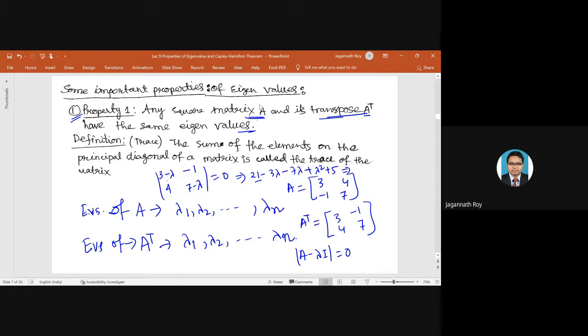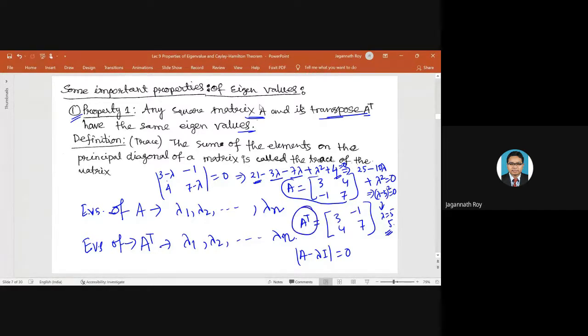If you simplify it, you will get 21 minus 3 lambda minus 7 lambda plus lambda square, plus 4. Sorry, this is 4, not 5. So 4 plus 21 is 25. Then we have -3 lambda and -7 lambda, so this is -10 lambda plus lambda square equals 0. So here it is nothing but lambda minus 5 whole square equals 0. So lambda equals 5, 5. The eigenvalues of A matrix are 5, 5.